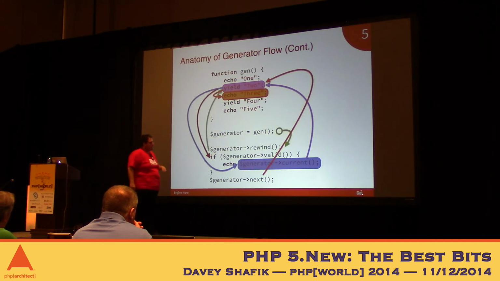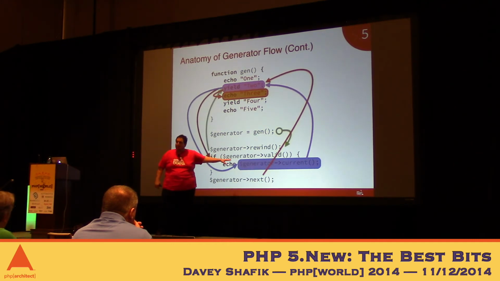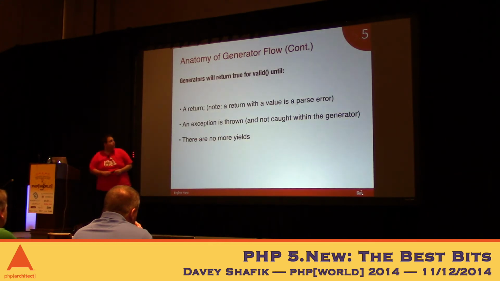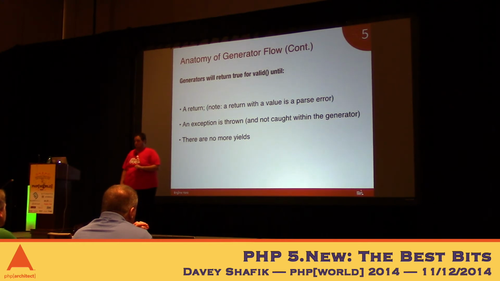On the next iteration, rewind doesn't happen, but valid happens, and valid again will return true until we're at the end of this function. There are 3 ways to get out of a generator. I'll get to that. So either the generator no longer has any values, or we call next, carry on. So generators will terminate for 3 reasons. A return, and note that you cannot pass back a value. So straight return; if you put anything after that, it'll be a parse error. An exception is thrown and not caught within the generator. And finally, there are no more yields.